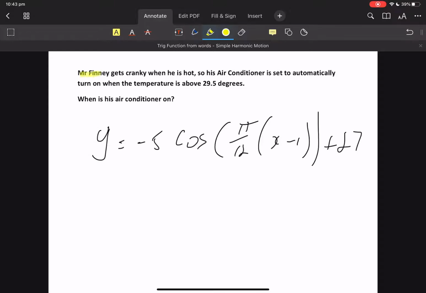We all know that I get cranky when it's hot. So we're going to work out when the air conditioner goes on, because I've got it set for 29.5 degrees. Clearly that's a lie. It goes on the minute I get to work. But anyway, we're going to set the temperature to 29.5, and we need to work out what that T is, or the X.